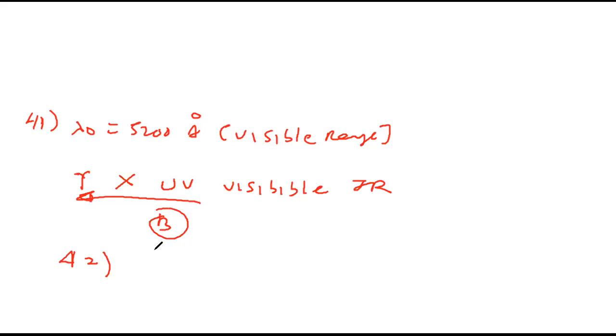Light of two different frequencies whose photons have energy 1 electron volt and 2.5 electron volt. Work function 0.5 electron volt. Then the ratio of the maximum speed.